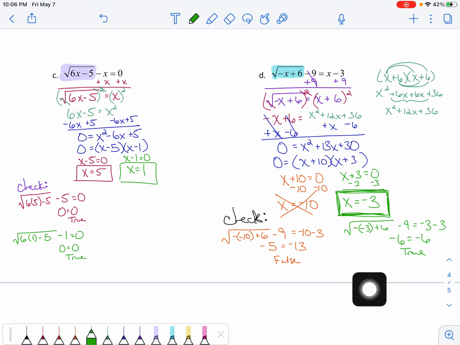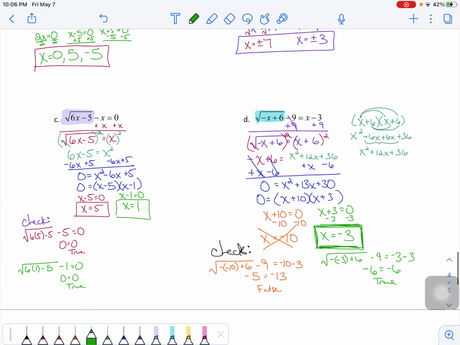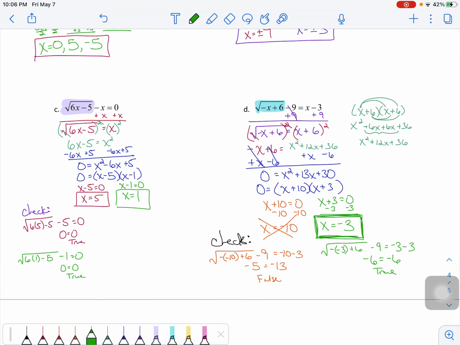only one answer works. And I could give you a third problem just like these, get a quadratic, solve it for 2 answers, and neither one could work. So just be aware of that when you're solving these, that you have to check every single answer, okay? All right, so that's the end of the study guide. Let me know if you have any questions or concerns as you are getting ready for this Unit 7 test.